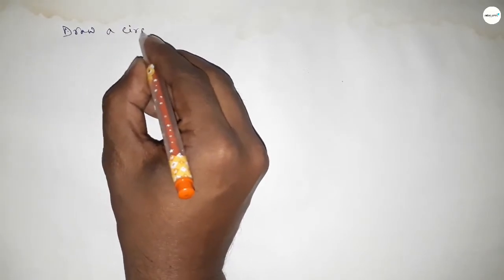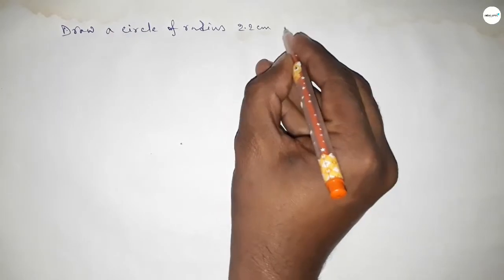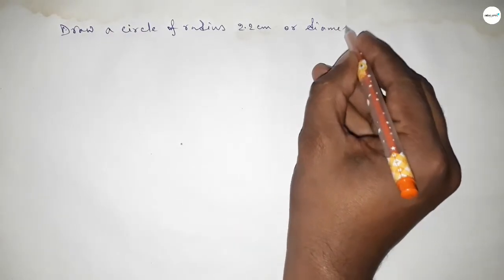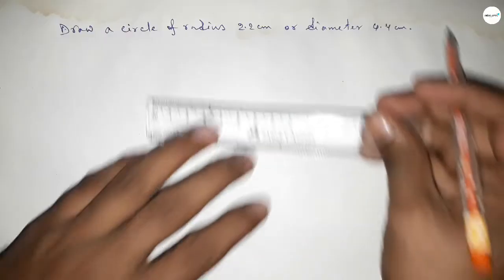Today in this video we have to draw a circle of radius 2.2 centimeter or diameter 4.4 centimeter. So let's start the video.